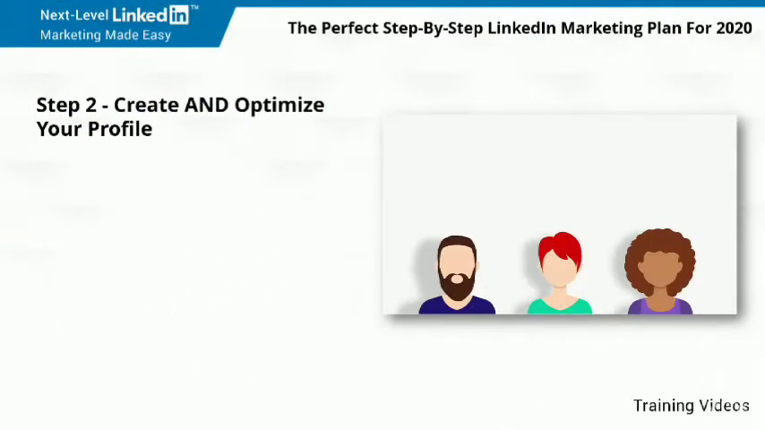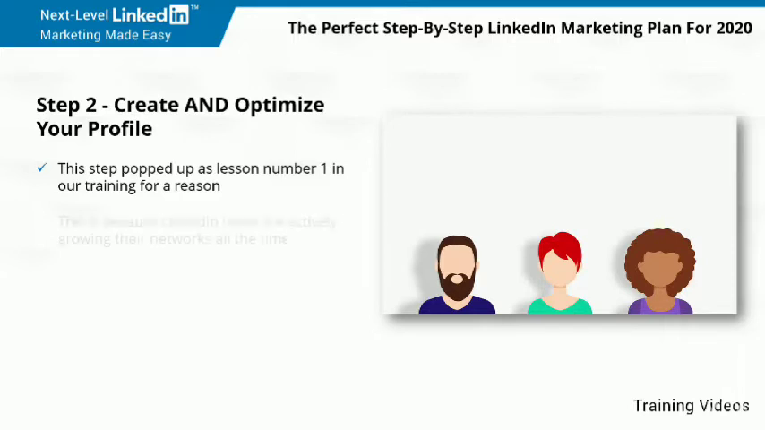Step number 2. Create and optimize your profile. This step popped up as lesson number 1 in our training for a reason. It's a given that you have to create a profile when you join LinkedIn, but it is so important to optimize it right away. This is because LinkedIn users are actively growing their networks all the time, which means that by optimizing your profile the moment you join the platform, you won't miss the opportunity to be found by the right decision maker at the right moment.